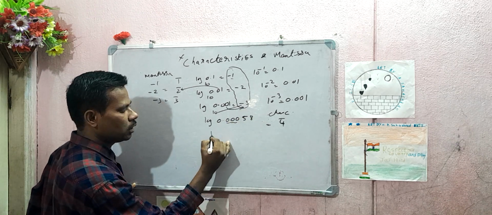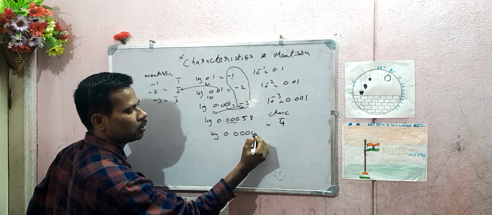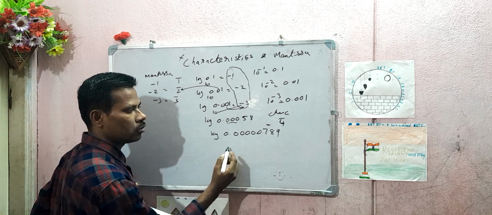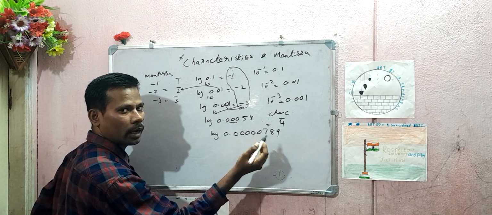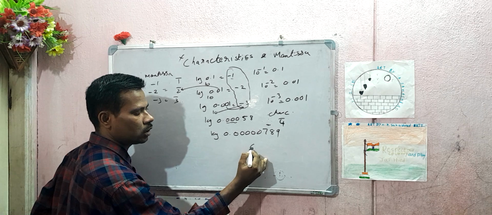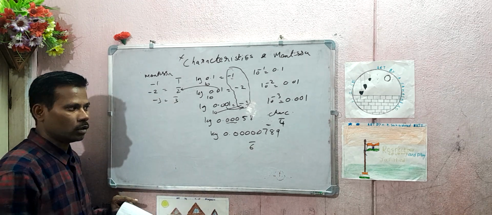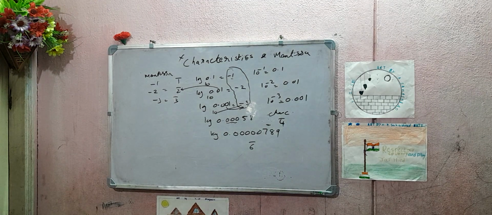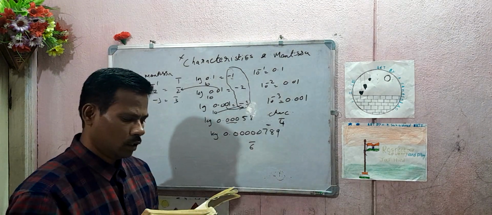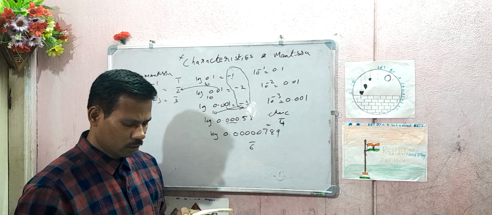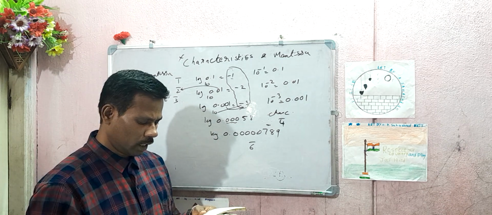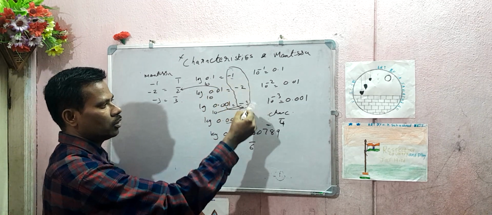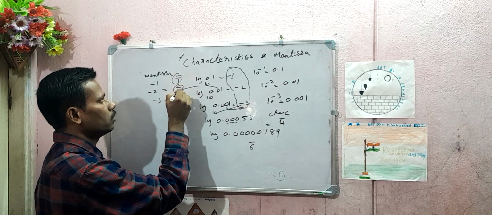So like that. In the same way, the logarithm of 0.00007890. What you have to do is count the zeros: 1, 2, 3, 4, 5. Add 1 more. 5 plus 1 is 6. So the characteristic is bar 6. That's it, so the characteristic is over. This negative part which you are seeing is nothing but the characteristic here.